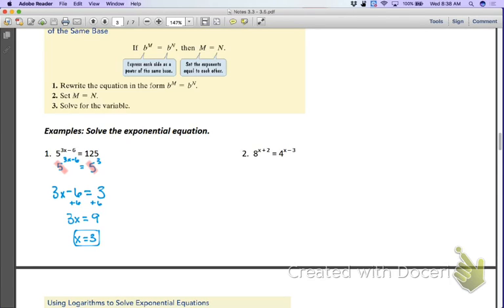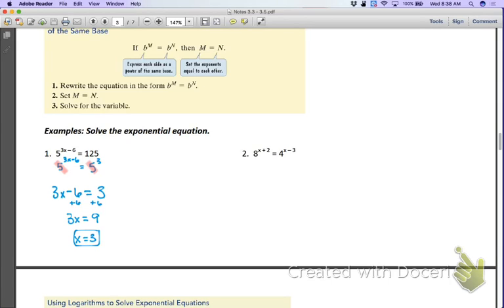Do the same thing on number 2. Now, I don't have bases that are the same. I have 8 to the x plus 2, and then I have 4 to the x minus 3. Again, I need bases that are the same. I have this list over here from Algebra 2 where it has my squareds, my thirds, my fourths, my fifths, and so on. I have a 4 and an 8. They're not both in the same list, but they are right here.